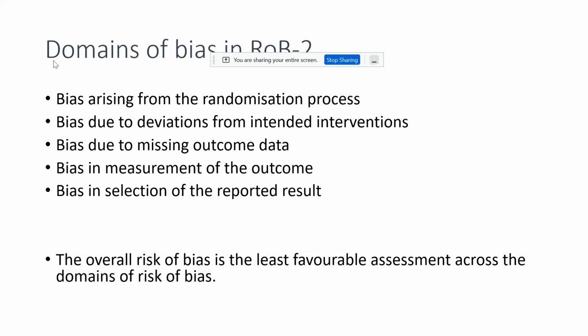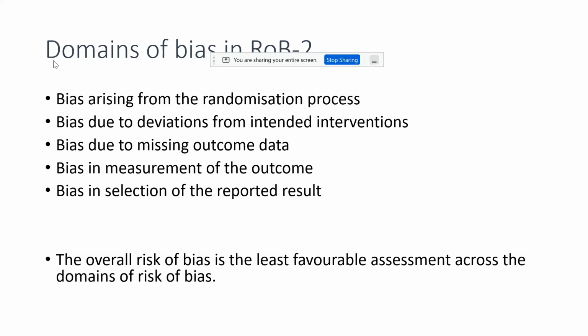Now, how is the risk of bias assessment classified? In each domain, at the end of the algorithm, we will get an answer for the risk of bias assessment. The three ways in which the risk of bias can be classified in each domain are low risk of bias, some concerns, and high risk of bias. Then, once we have the risk of bias assessment for each of these 5 domains, we will give the overall risk of bias. The overall risk of bias will be the least favorable assessment across the domains.